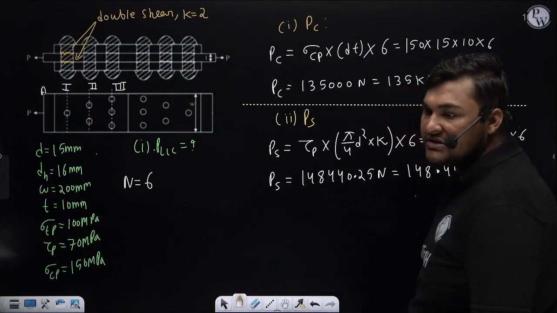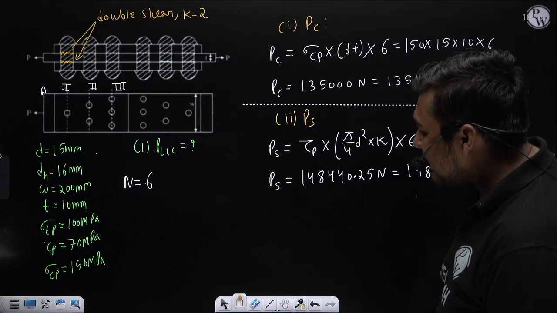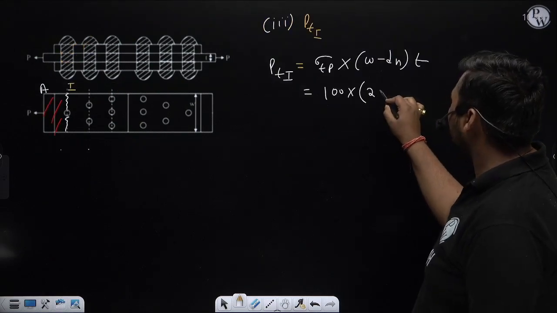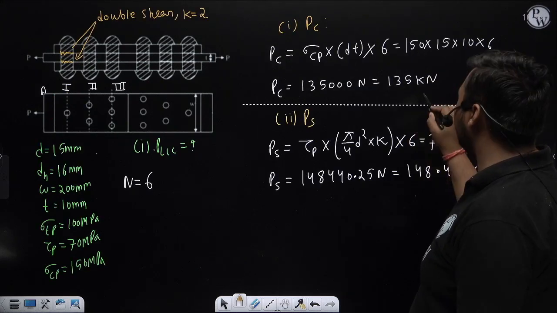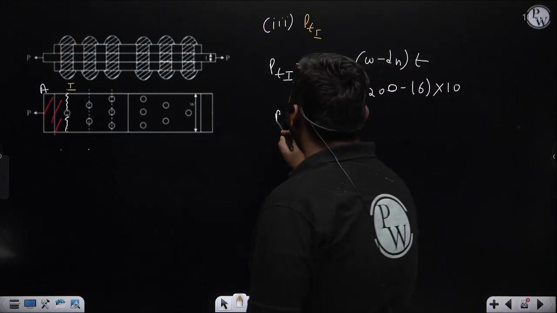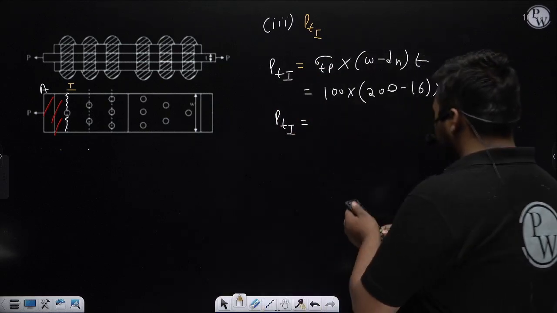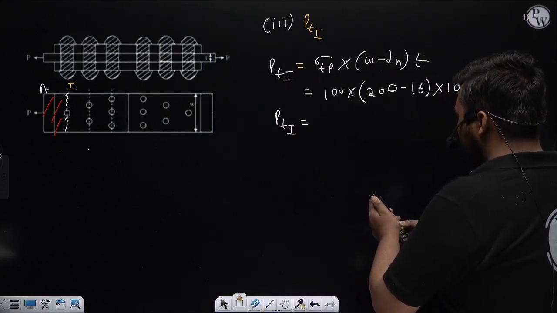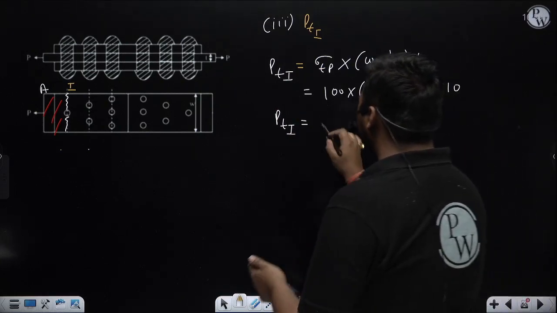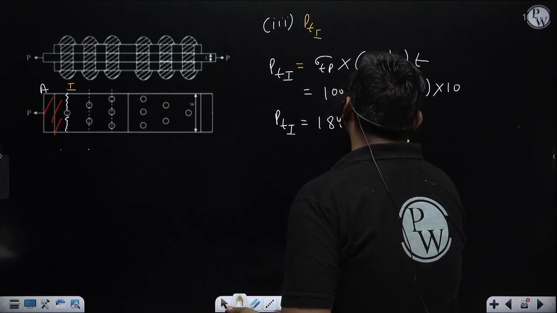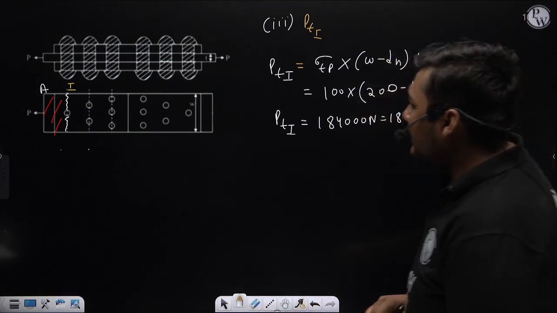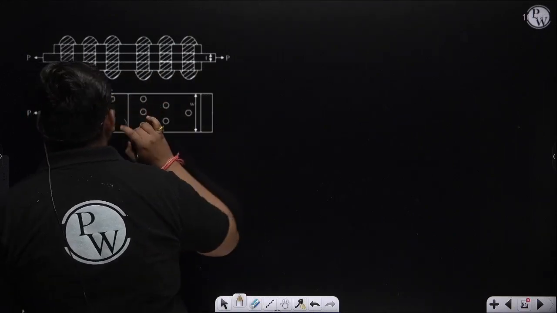Now the permissible tensile stress is given in the question. Permissible tensile stress is 100, into W, the width of the plate, which is 200, minus DH, the diameter of the hole, which is given as 16, into T, the thickness of the plate, which is 10. So we'll calculate PT1, and it is 100 into 200 minus 16 into 10. It is coming 184,000 newton. In kilonewton, it will be 184 kilonewton. So it is PT1. Now we'll calculate, since in row 2 the number of rivets is more as compared to row 1.